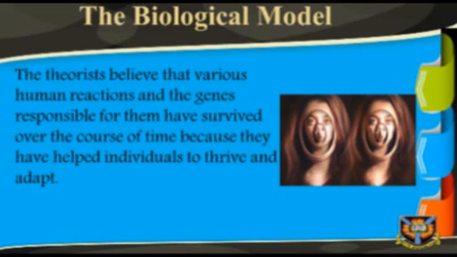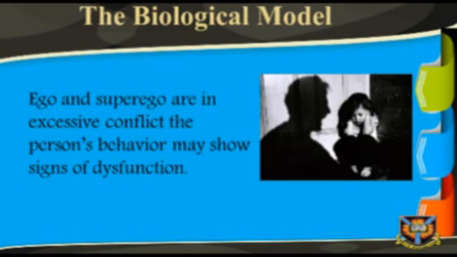These three parts of personality are often in some degree of conflict. If the id, ego, and superego are in excessive conflict, the person's behavior may show signs of dysfunction. A healthy personality is one in which an effective working relationship and acceptable compromise has formed among the three forces.